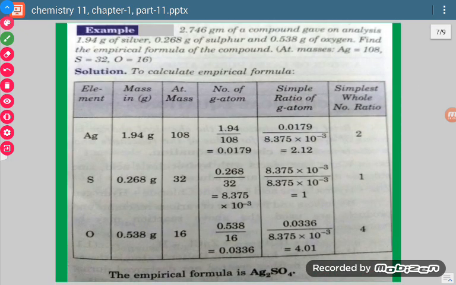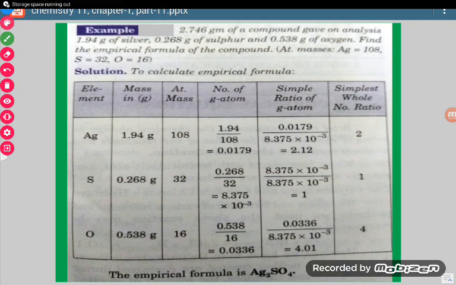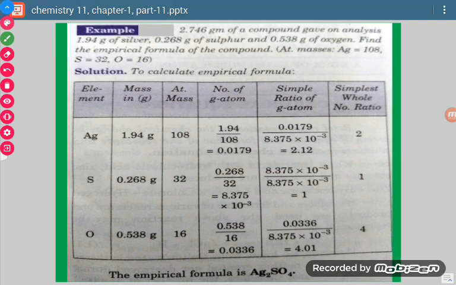Now let us take one more example. Now see here, 2.746 gram of a compound gave on analysis 0.94 gram of silver, 0.268 gram of sulfur, and 0.538 gram of oxygen. Find the empirical formula of the following.